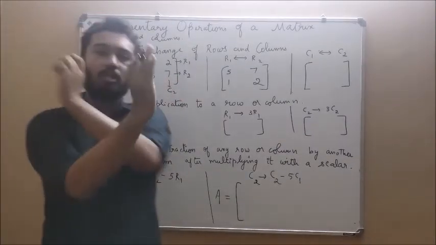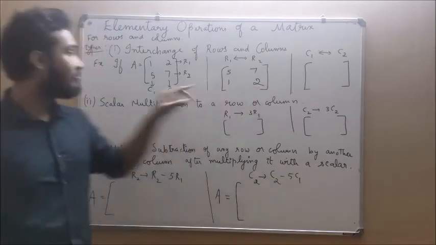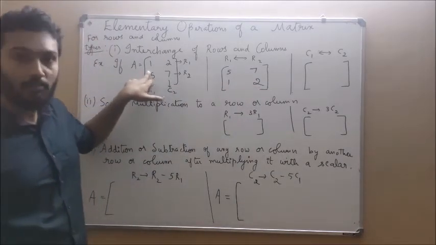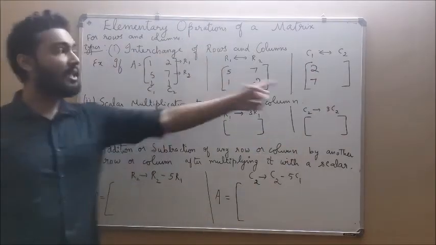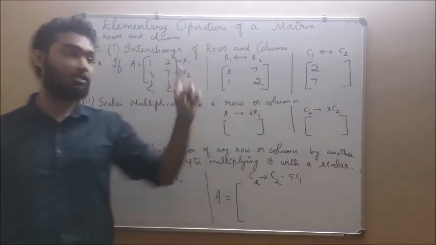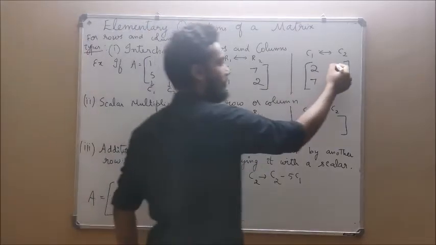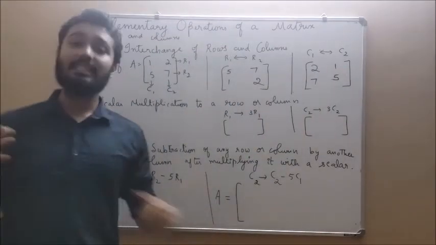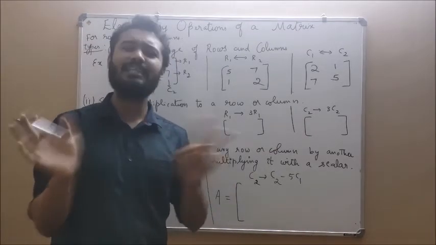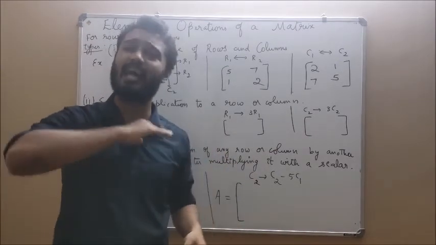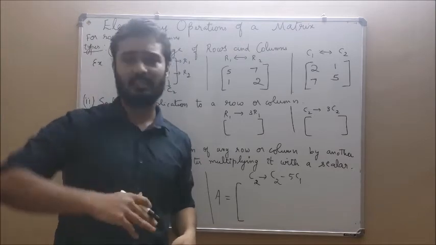Similarly, if you are doing it for columns, we interchange the columns. What do you get? In the place of column 1, column 2 should come, so 2, 7. In the place of column 2, column 1 should come, 1, 5. So this is the interchange of row or column. Interchanging means we are shifting the entire row and exchanging the positions.